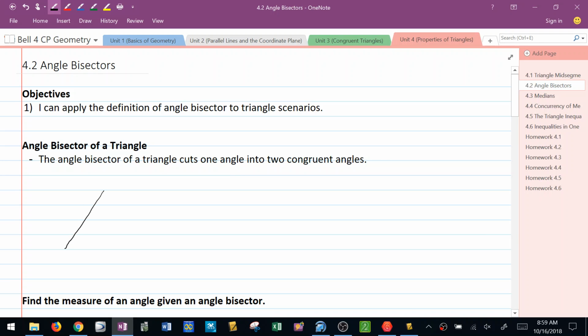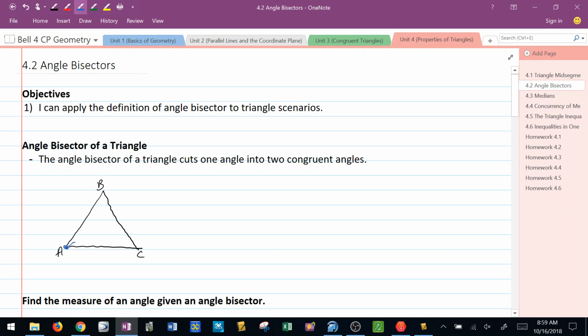Let's start with a triangle here, and let's call this triangle ABC. Now, at each vertex, we could have this thing that's called an angle bisector. What an angle bisector does is it goes from a vertex, and it's a segment that goes to the other side of the triangle, and as it's leaving that vertex, it creates two congruent angles. I'm going to name them angle 1 and angle 2.